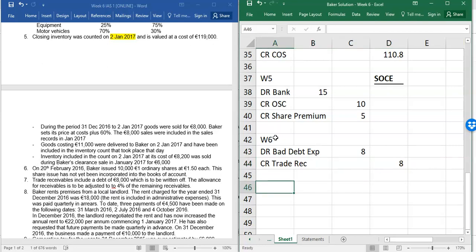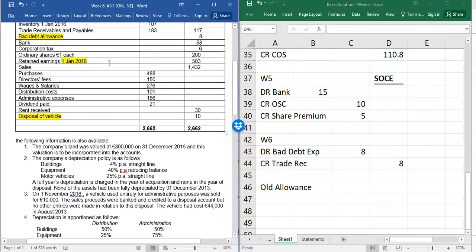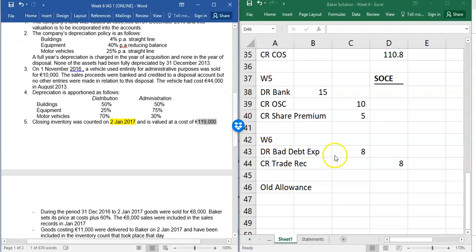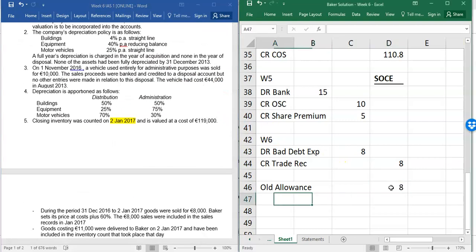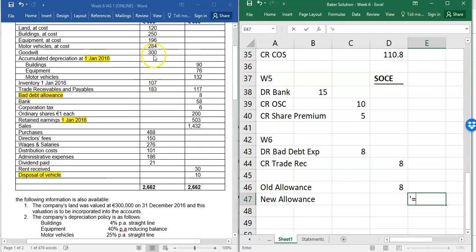However, what we also have in here is that the allowance must be adjusted to 4% of the remaining receivables, which is a key word. That allowance can also be called a provision. So the old allowance, and remember we labelled this already, the old allowance at the start of the year, which is carried forward from last year, is 8. And the new allowance, you're told, must be 4% of the remaining receivables. Receivables currently, if you look down here, are 183.